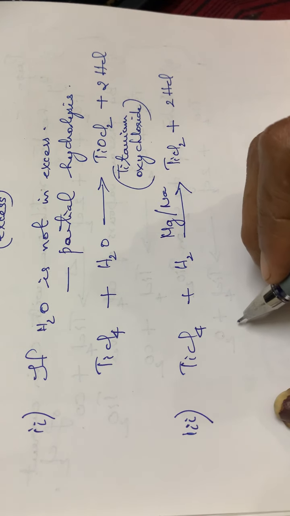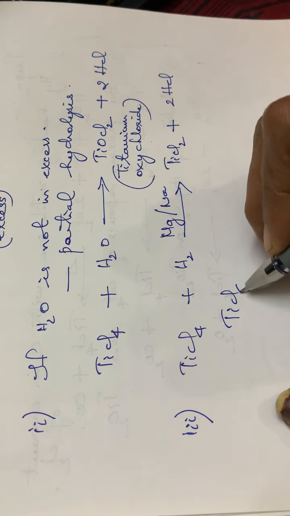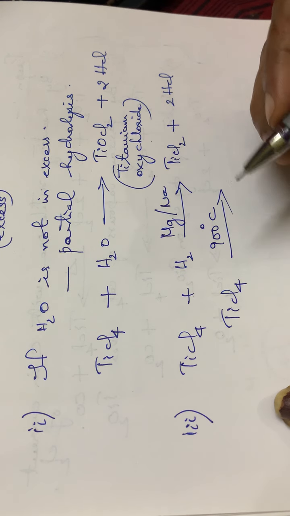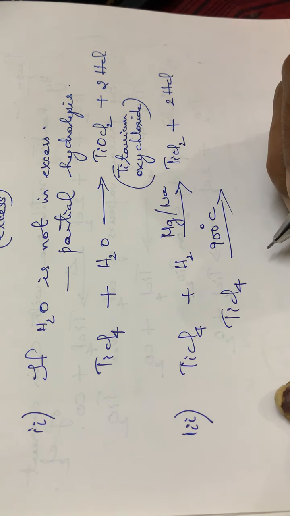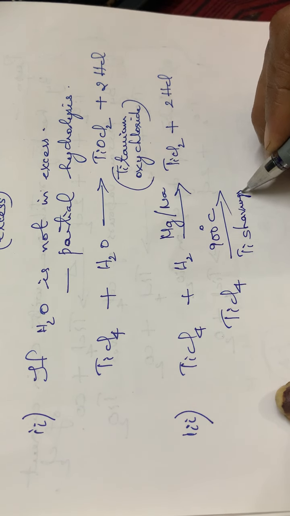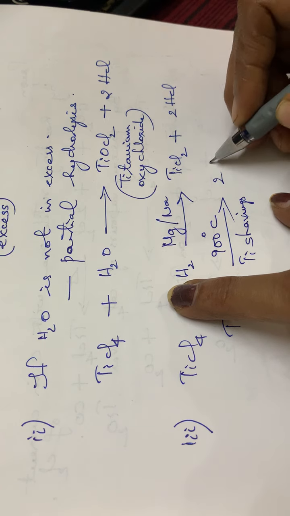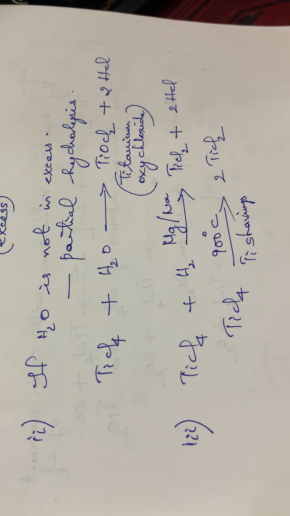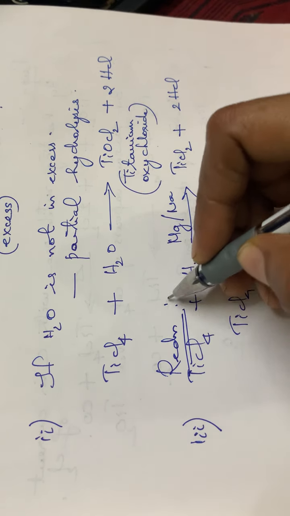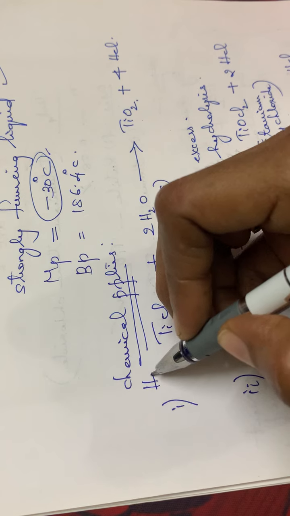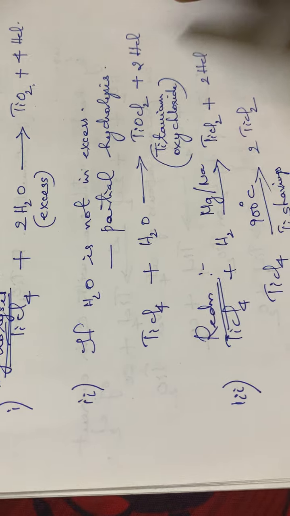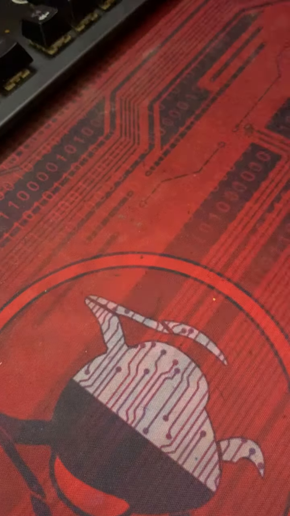Or in another reaction, titanium tetrachloride on heating at 900 degrees Celsius in presence of titanium shavings or titanium carvings, the product obtained will be 2TiCl2. So this is the reduction reaction of titanium tetrachloride. So first we discussed hydrolysis, and the second one is the reduction reaction. Hydrolysis and reduction.